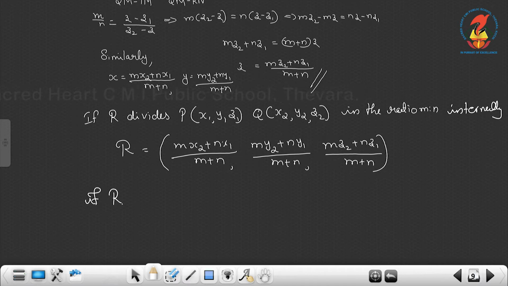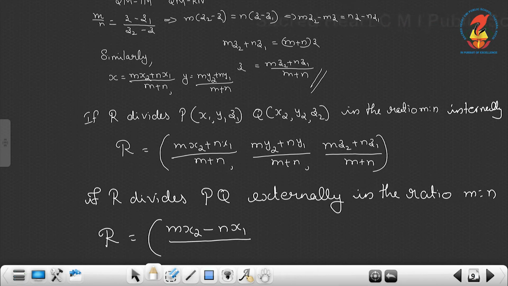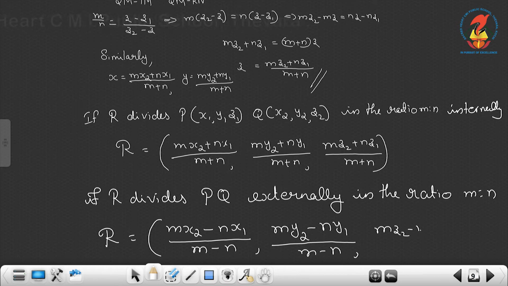Then the next case is if R divides PQ externally in the ratio m is to n, then the coordinates of R, the formula is (mx2 minus nx1) by (m minus n), wherever n you have to change it as minus n, then (my2 minus ny1) by (m minus n), then (mz2 minus nz1) by (m minus n). This is the external division.